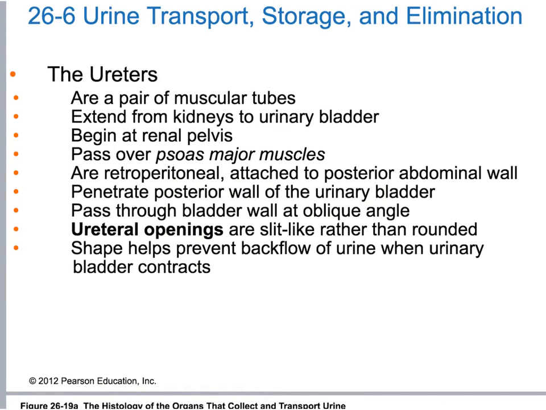The ureters are a pair of muscular tubes. They extend from the kidneys to the urinary bladder. They begin at the renal pelvis. They pass over the psoas major muscles, and they penetrate the posterior wall of the urinary bladder. The ureteral openings are slit-like rather than rounded. This shape helps prevent backflow of urine when the urinary bladder contracts.